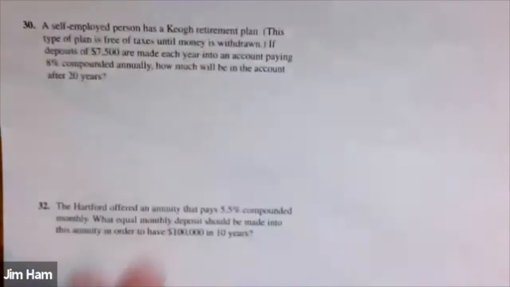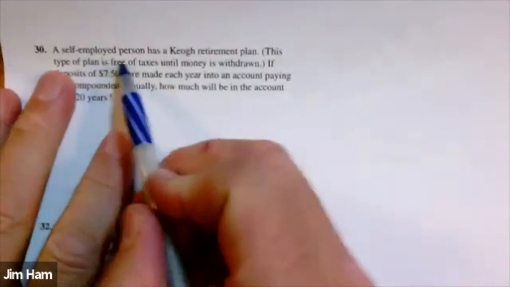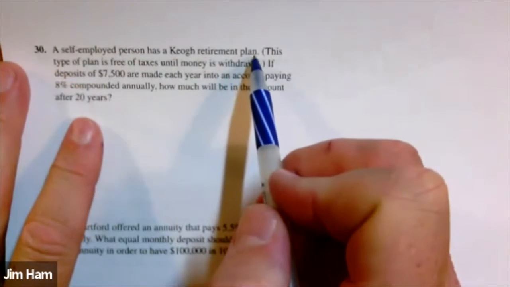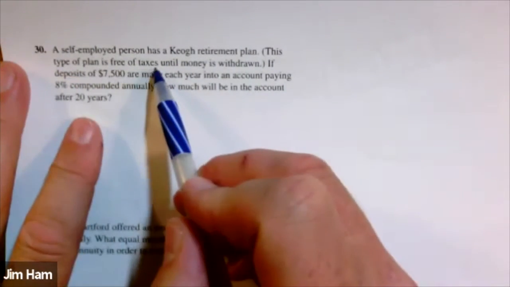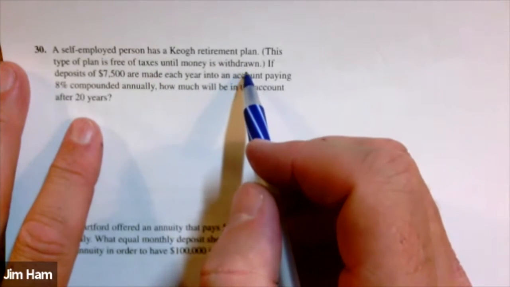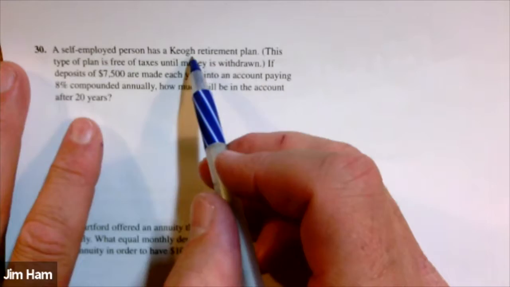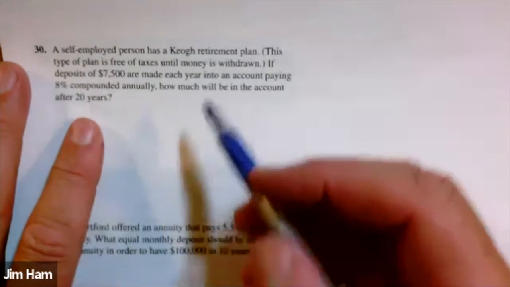All right, let's take a look at some of these applications. The focus in here will mostly be on the applications rather than plugging numbers into formulas. So a self-employed person has a KEOGH retirement plan. This is the type of plan that's free of taxes until the money is withdrawn. It works a lot like an IRA, but the KEOGH is for those who are small business people, and they don't have any source of a pension, so they create one for themselves.